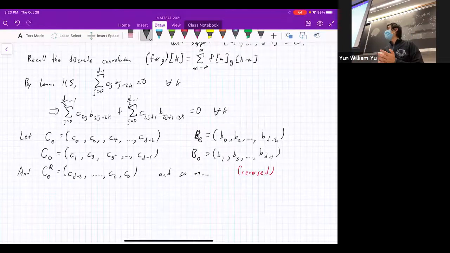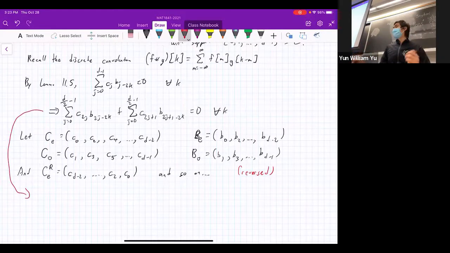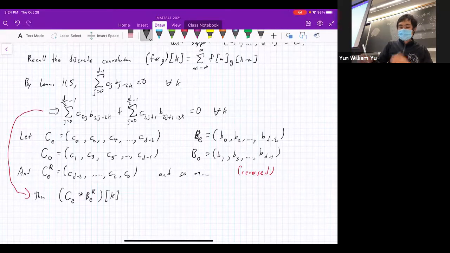Well, now that we've redefined our vectors in this way, you can rewrite this statement here as a sum of convolutions. So we know that C even convolved with B even reversed, and we have to reverse it because convolution reverses, so you can think of this as a cross correlation. That is actually what this is. But we're going to use this convolution notation, evaluated at k, plus C odd convolved with B odd reversed at k, is going to be equal to 0 for all k.